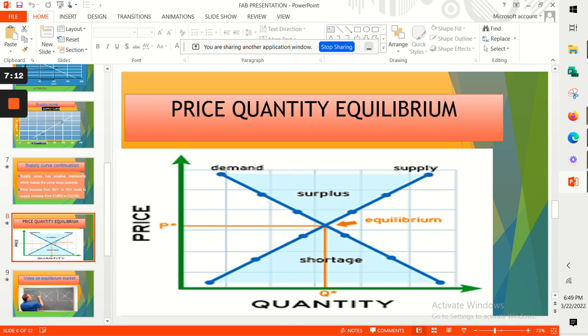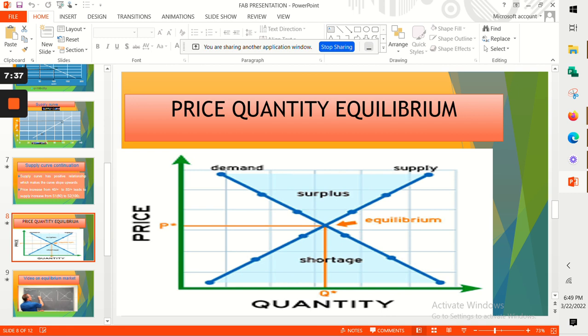And now that is a good summary of demand and supply and equilibrium, and we can now see what happens in the market. When the demand is more than the supply, we say there is a shortage in the market, and when supply is more than the demand, we say there is a surplus in the market.